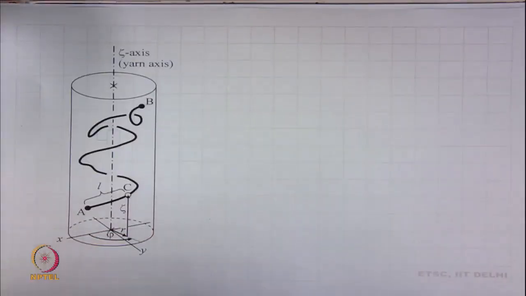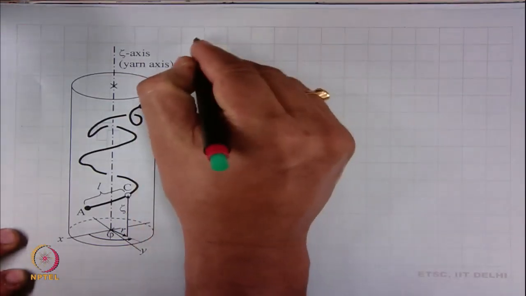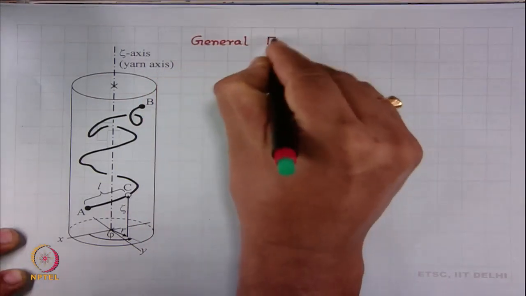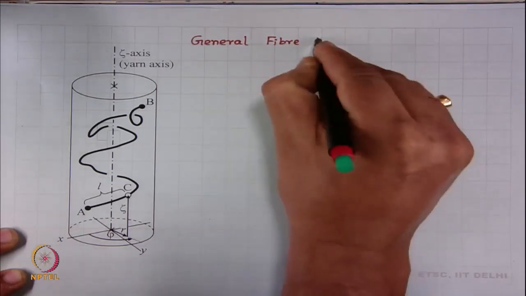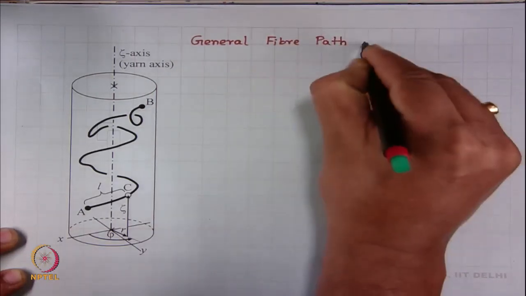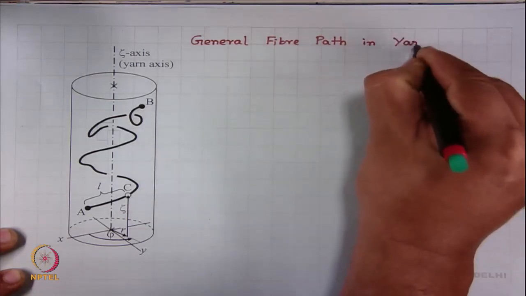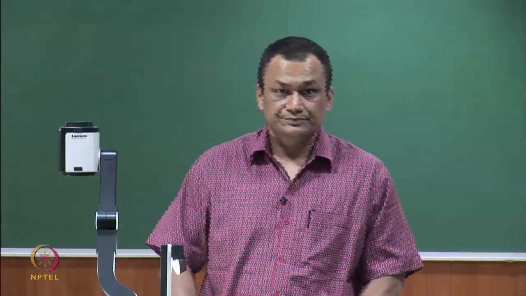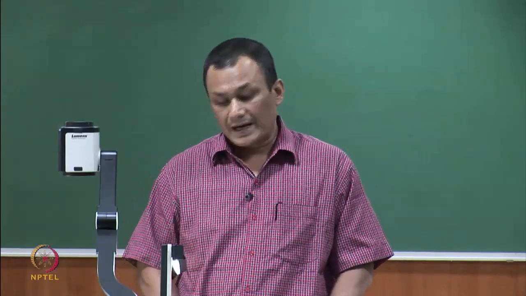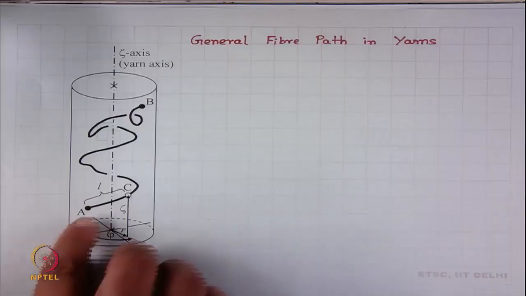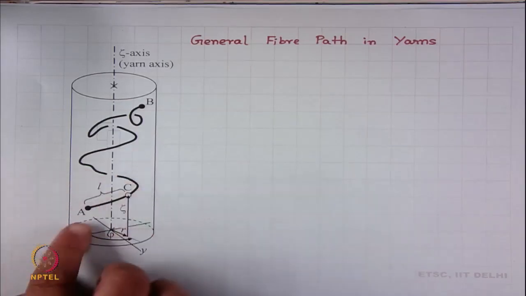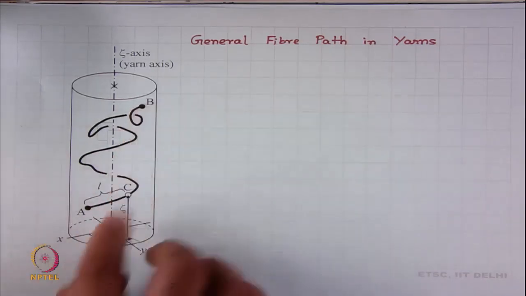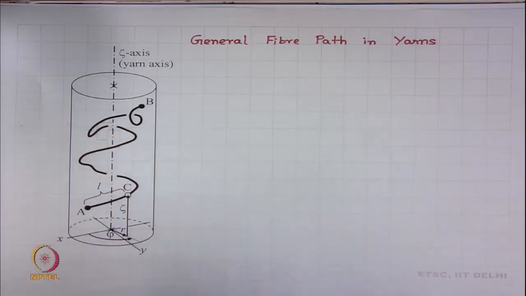So, this picture talks about general fiber path in yarns. Fiber path means fiber axis. In this diagram, what you see is that there is a thick curve which starts from A and ends at B. This thick curve denotes a fiber.